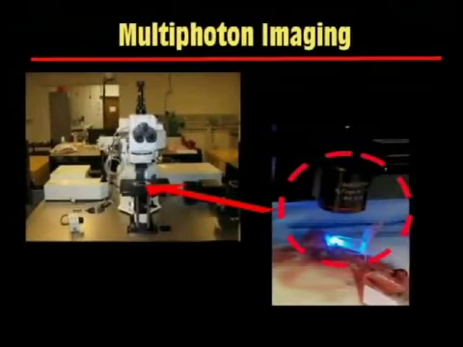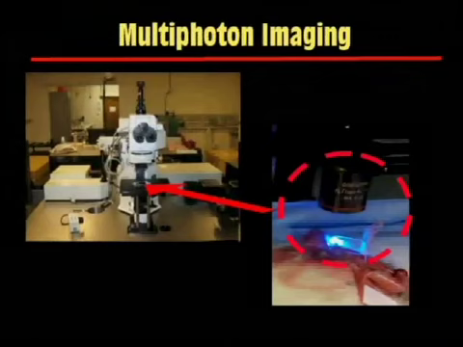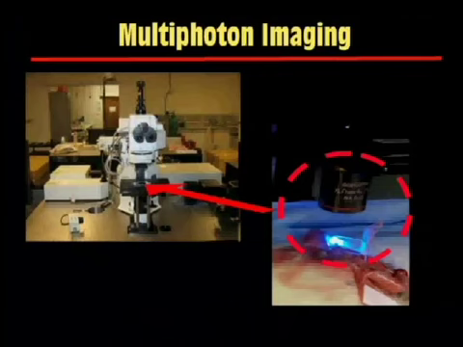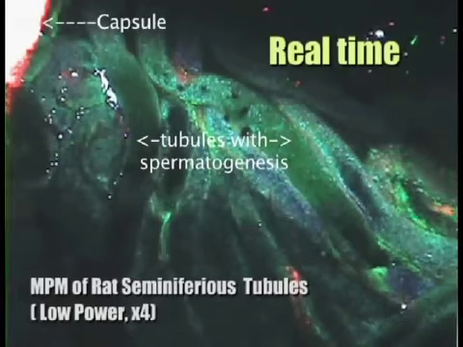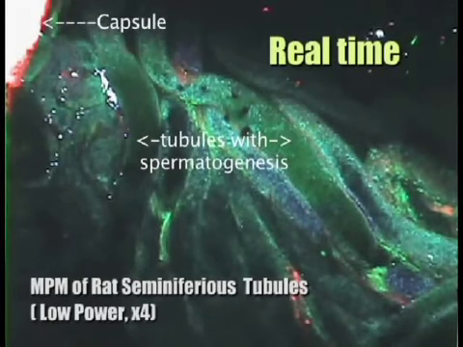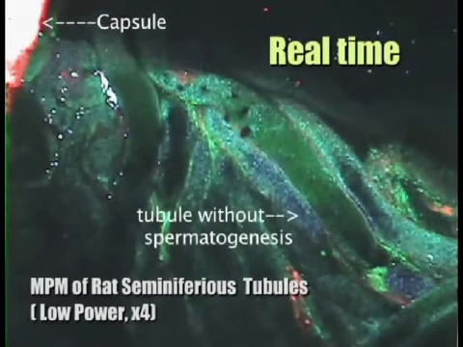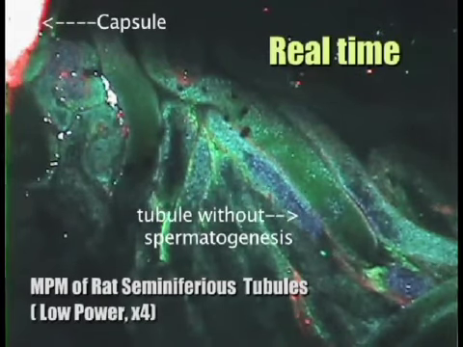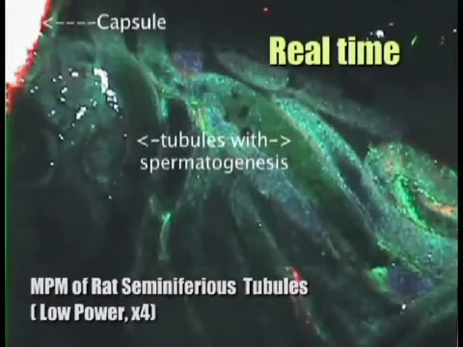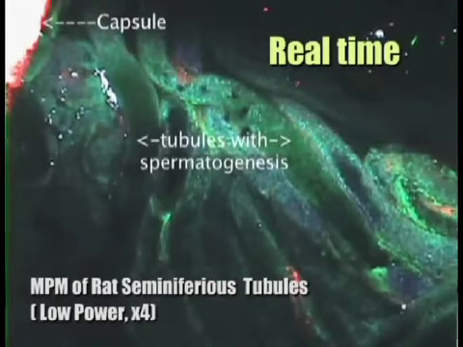Under ketamine anesthesia, we placed the live animal under the multiphoton microscope. The blue light of the laser is demonstrated in the figure. The testis capsule was incised and tubules imaged directly under the multiphoton microscope. This video segment reflects the real-time imaging of the testis under MPM at low magnification, 4x. Shown on the left top corner is the capsule.